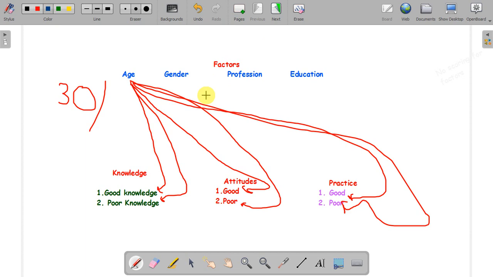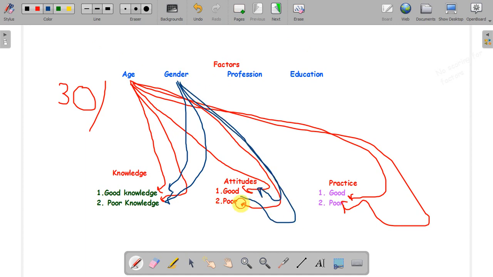In the same way, gender is also going to influence knowledge, attitudes, and practice as well. So here there are two possibilities, male or female, and either one of the groups is going to be influenced, maybe superior in one of these things, for example, males have good knowledge or females have poor knowledge. Likewise, it's going to be categorized. So this is the bigger picture of your research analysis.